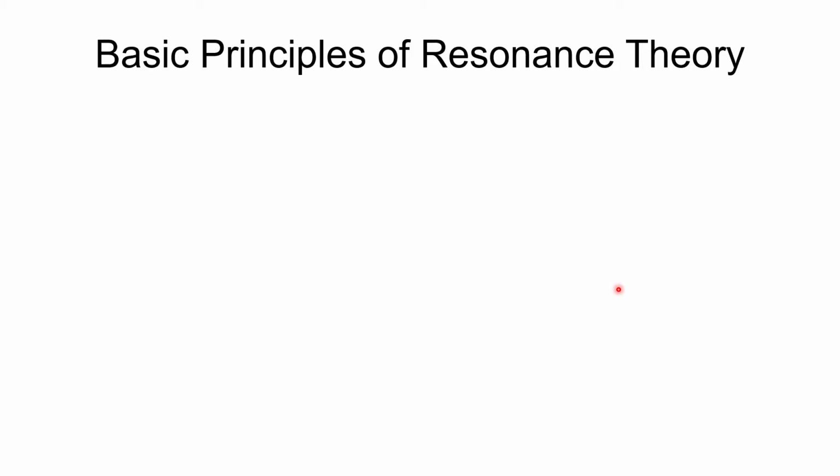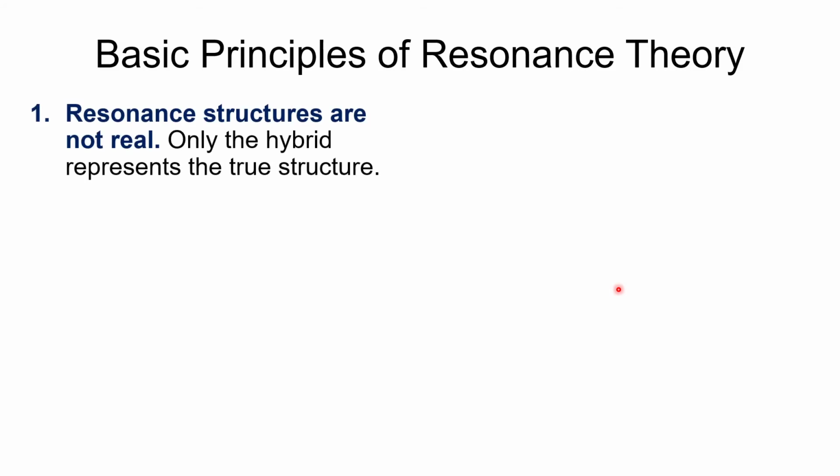Now, there's some basic principles that we use when we're doing resonance theory. Our first principle is that resonance structures are not real. Resonance structures in and of themselves are not real, because electrons are weird things. They're not particles that are in a particular location. They're spread out over a region. That means that each individual resonance structure is not something that you could observe at any point, and only the hybrid structure gives you an idea of what it really looks like.